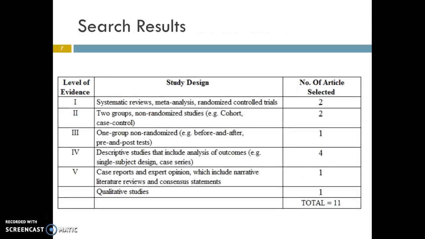We found 2 articles within the Level 1 evidence, one of which was an RCT, and the other was a randomized 2-group intervention. We were able to obtain 2 articles for Level 2 and 1 article for Level 3 evidence. We had the most studies within the Level 4 evidence. Our 1 Level 5 article was an expert opinion from OT Magazine, and we had 1 qualitative study. Overall, we obtained 11 relevant articles from our search.